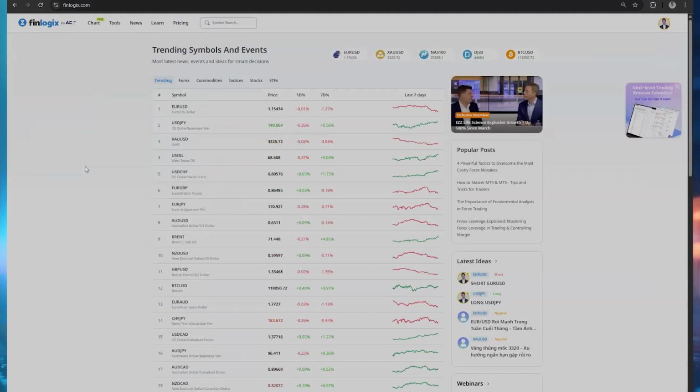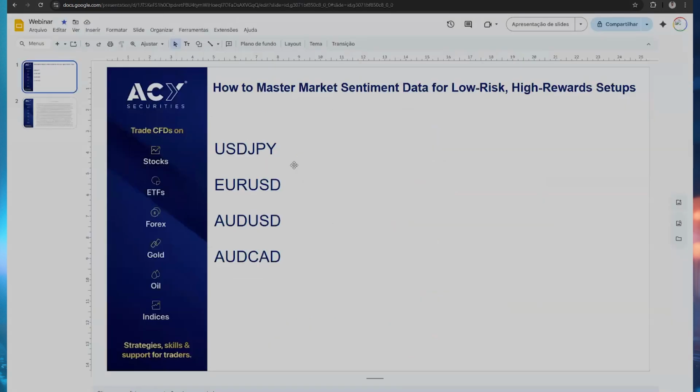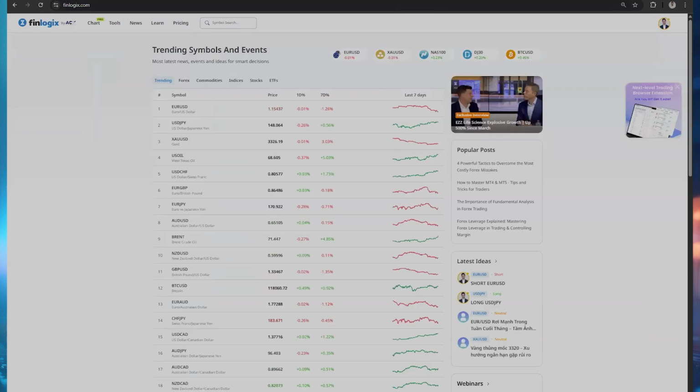That's where we're going to be the majority of the time today, between charts and the FinLogix website. I've done two trade ideas, as you can see over there: short euro dollar and long US dollar Japanese yen. And these are the ones that I've brought up today onto the webinar as well, as you could see on the first slide, euro dollar and US dollar yen.